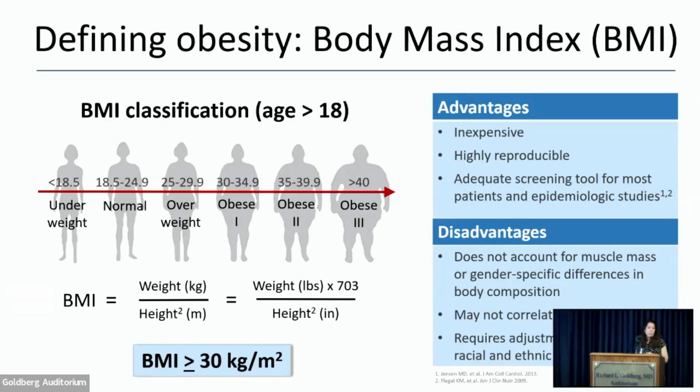We know there are some limitations, again, gender and racial and ethnic variability at certain BMIs. So particularly for African-American women, BMI actually overestimates risk. They're healthier up to a BMI of about 31 to 33, whereas other ethnic groups actually have higher comorbidities at lower BMIs.